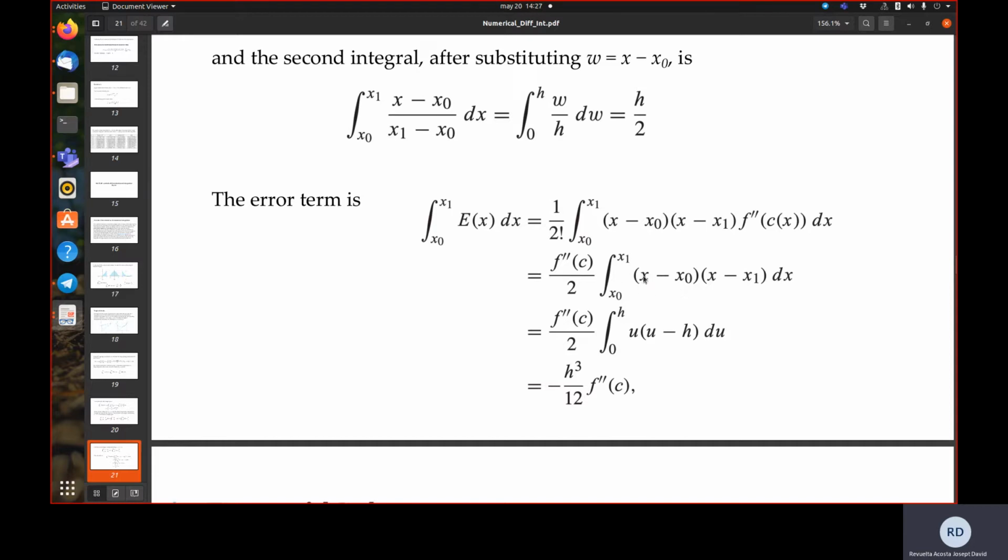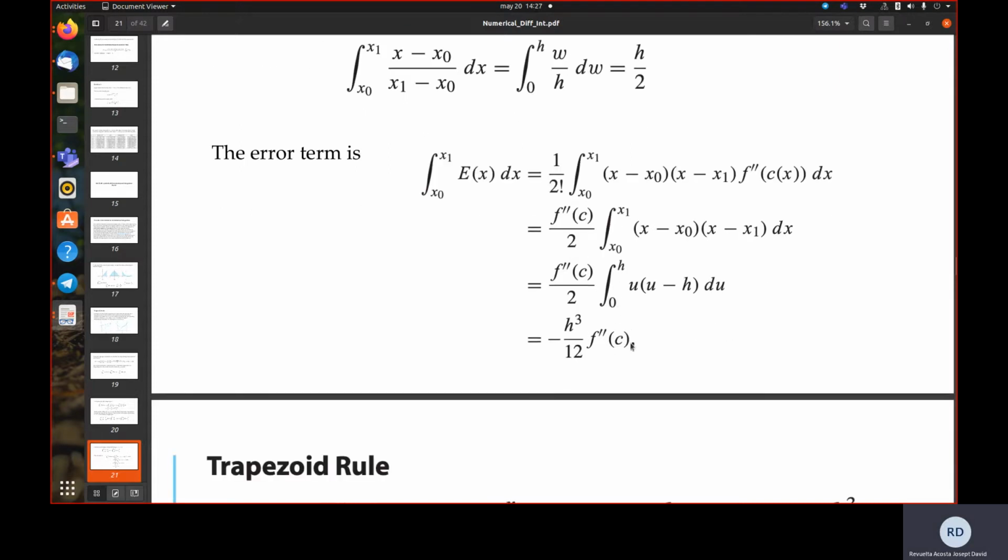And then if we assume this, we can actually change the variables where u is equal to x, and this second term is u minus h, which is equal to x1. And then it's integrated in terms of u. We integrate this one, evaluate it from 0 to h, and we obtain that the error term is equal to minus h cubed divided by 12 times the second derivative evaluated at c.